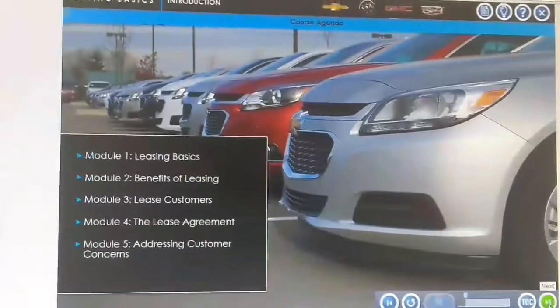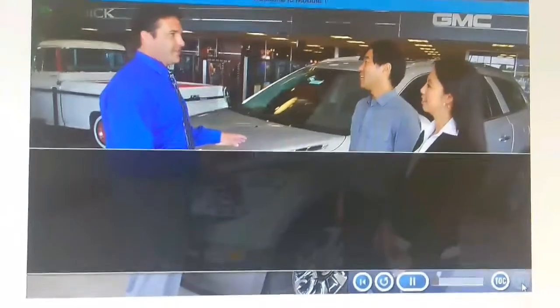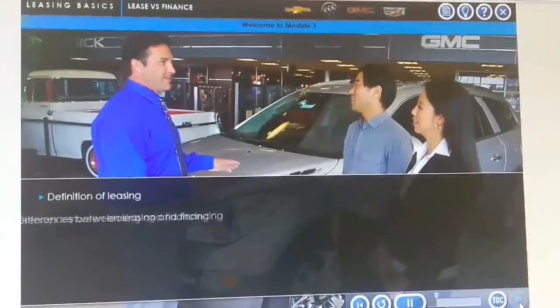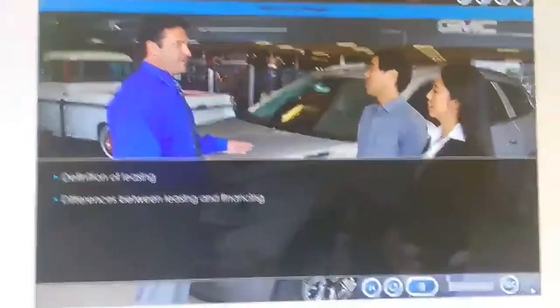Let's get started. Welcome to Module 1. In this module, we'll review a definition of leasing, as well as look at some of the differences between leasing and financing.